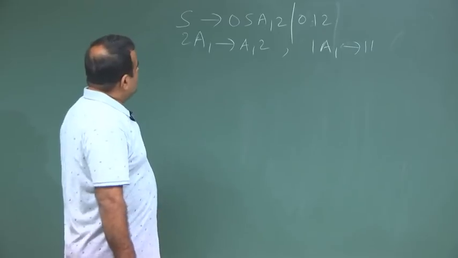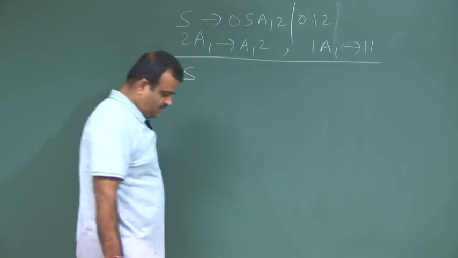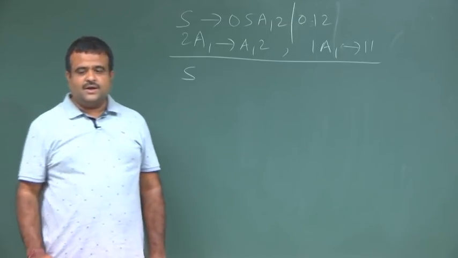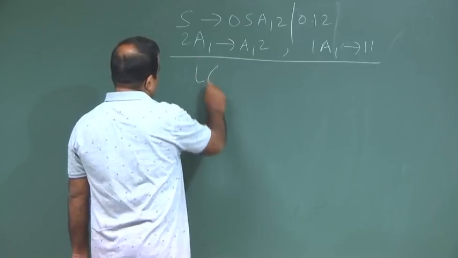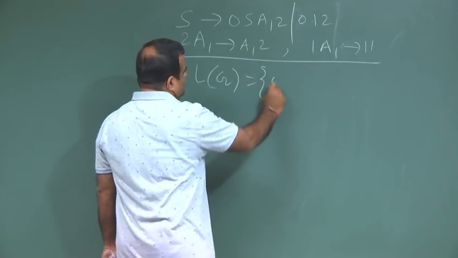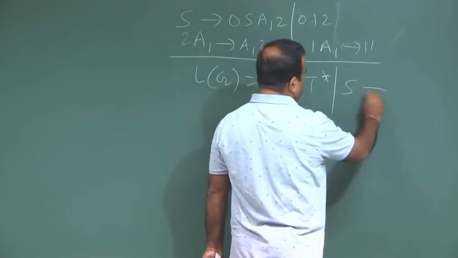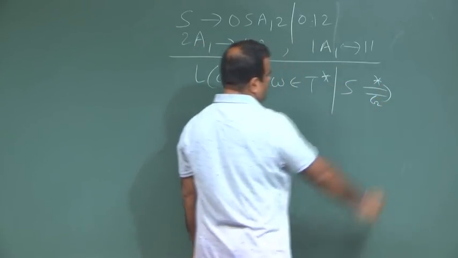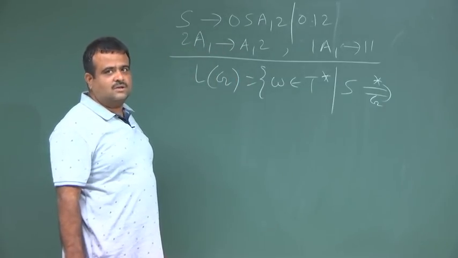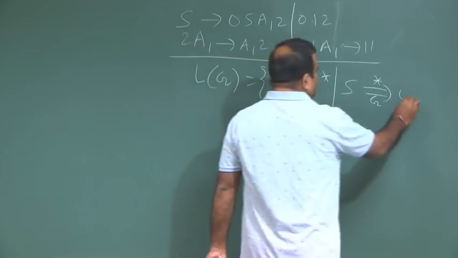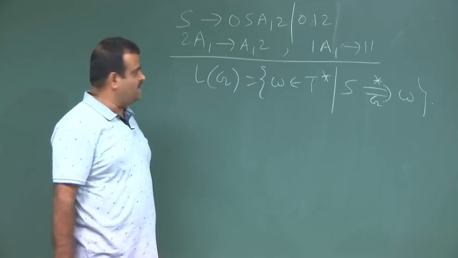Okay. Now we want to find the strings which are derivable from S. So, L of G is basically the set of all strings of terminals which can be derived in one or more steps by using the productions of G from S. That is our language, and we want to find this.